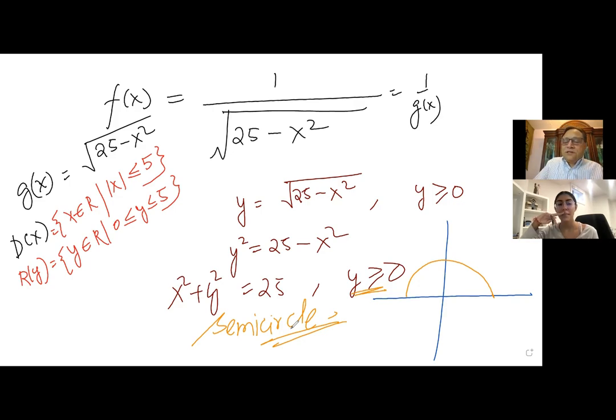So it is a semicircle with the x-intercepts at plus and minus 5, and also the y-intercept at 5. Plus and minus 5. And you get the idea now?